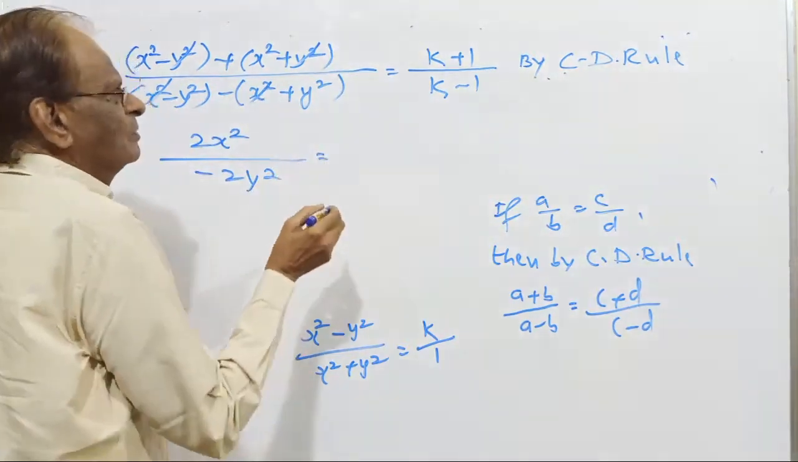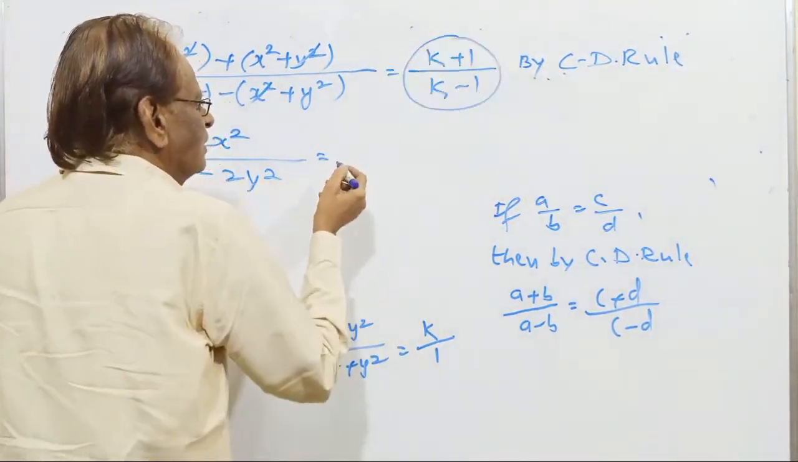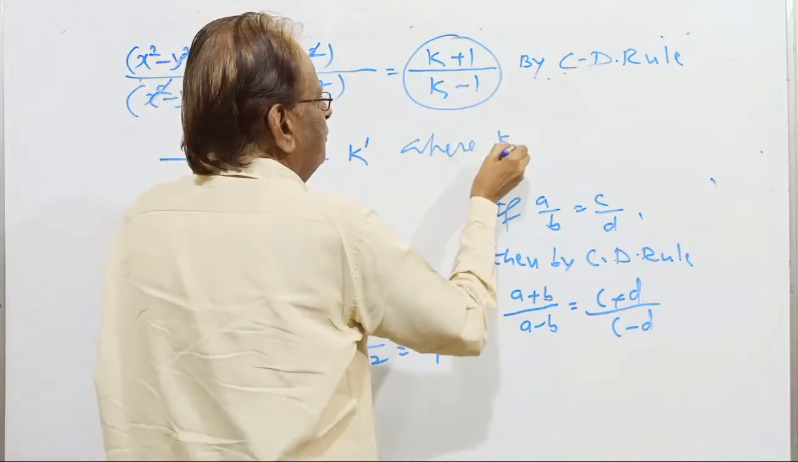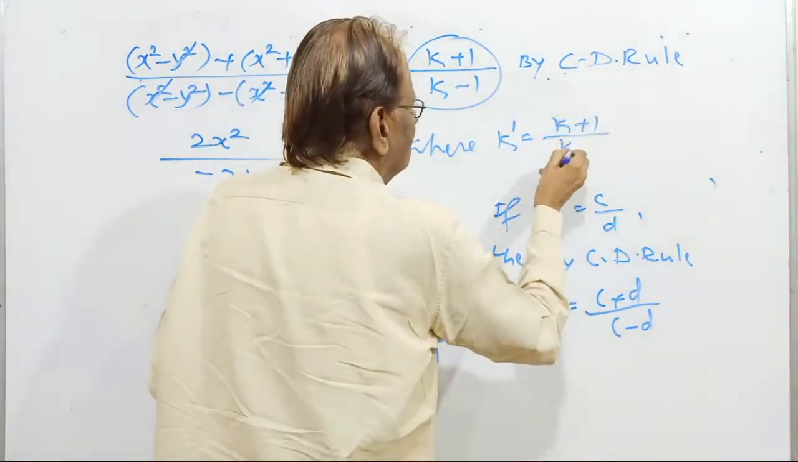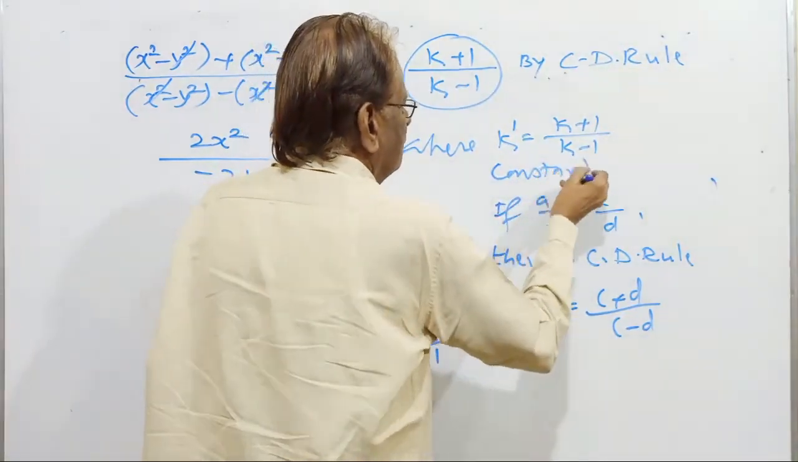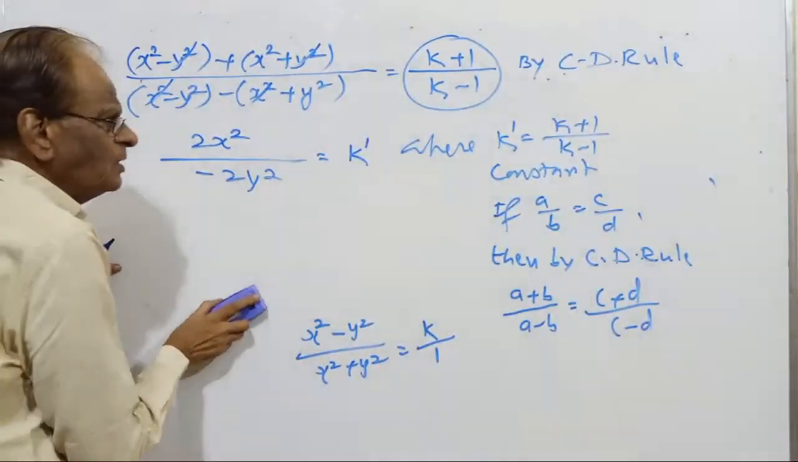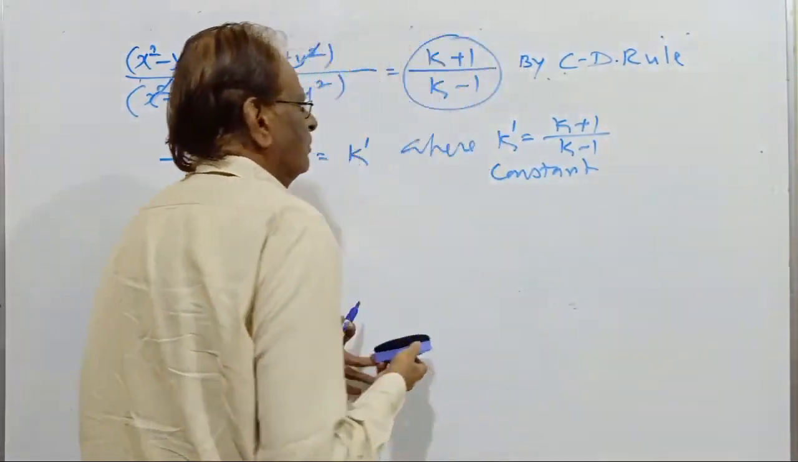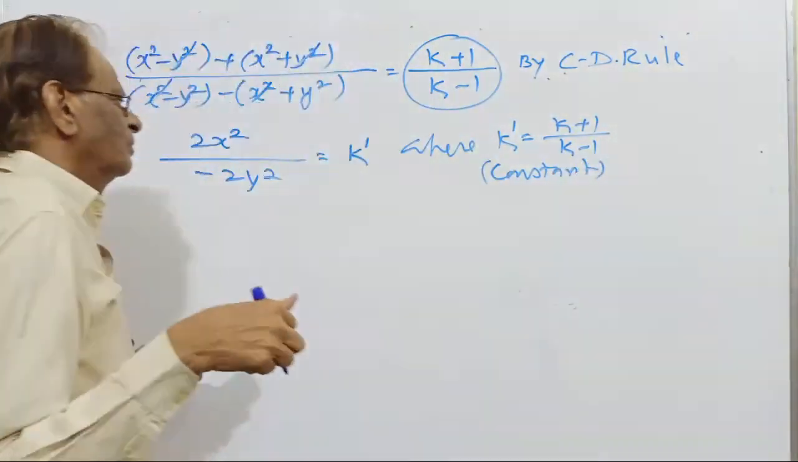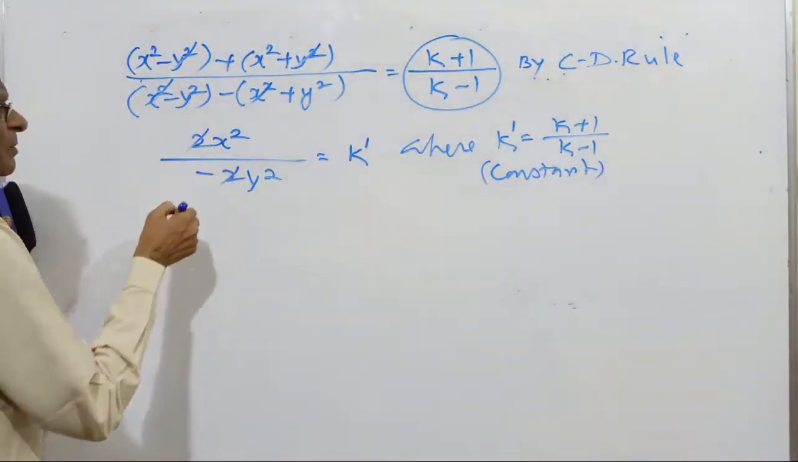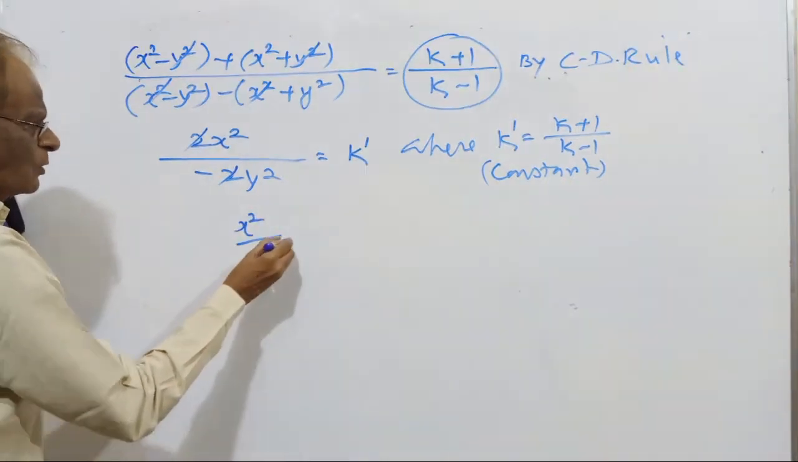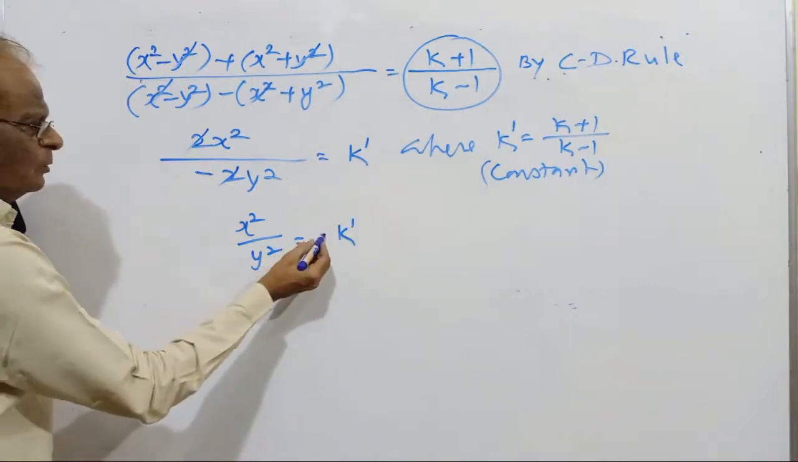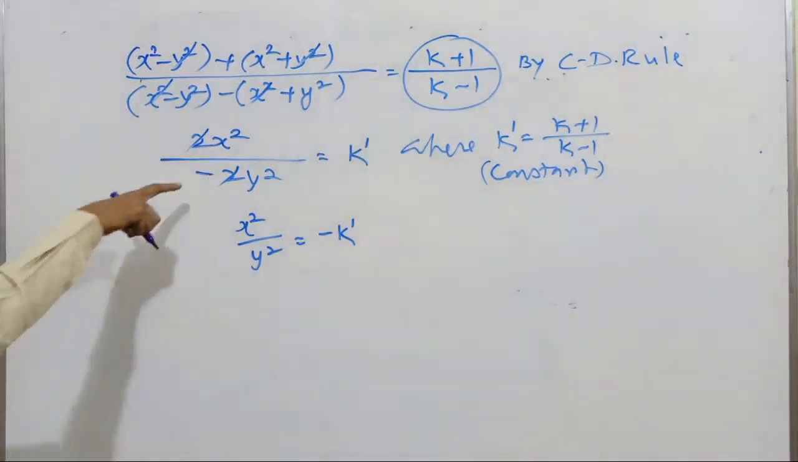Minus y squared. This complete expression is another constant called k dash. K itself is a constant, therefore k plus 1 by k minus 1 is another new constant. Two cancels. x squared by y squared equals k dash. This minus is taken to the right side.